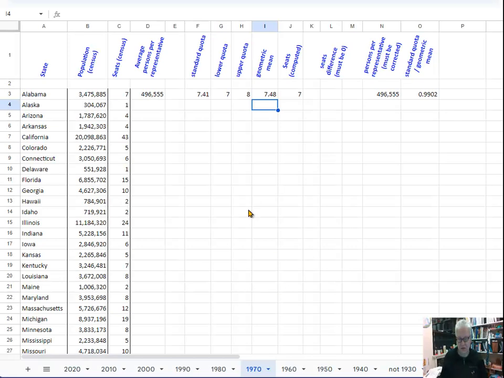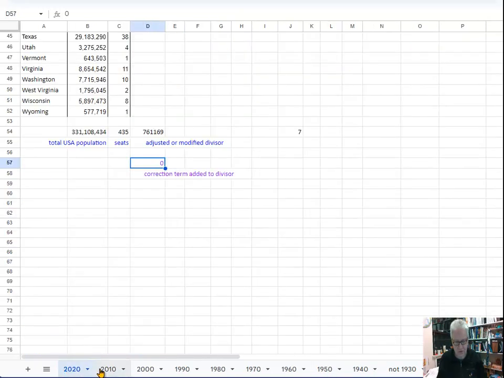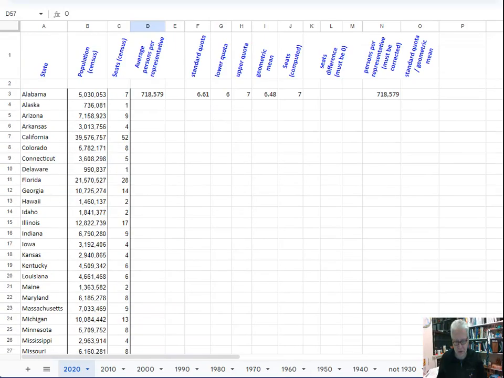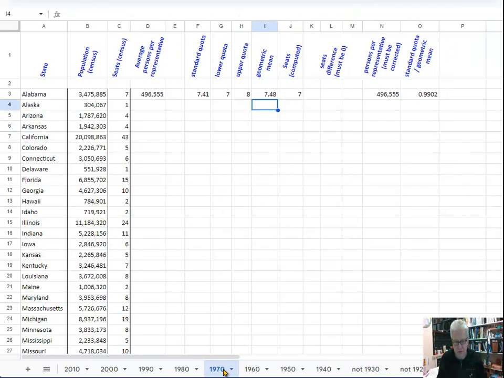All right, this is what you have to do for this project. And then hand in is choose any one of these here, 1940 through 2020, just one that another student hasn't done yet. Don't choose 1930 or 1920 because the Huntington-Hill method was not applied back then.